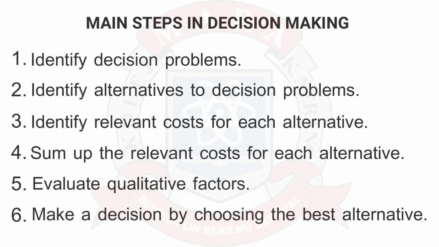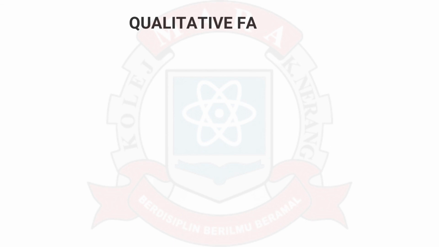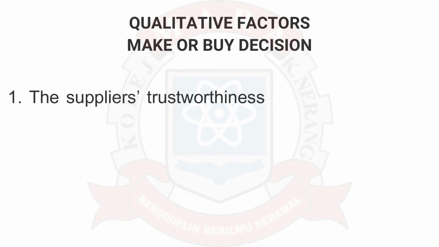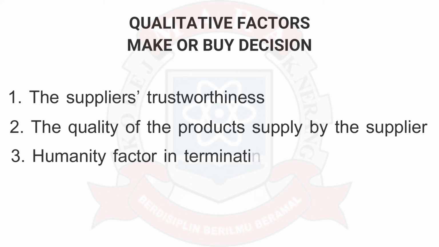The last step in making decision is choosing the best alternative. But before that, in step 5, we also need to consider the qualitative factors. Qualitative factors on a make or buy decision: the supplier's trustworthiness, the quality of the product supplied by the supplier, the humanity factor in terminating existing employees.